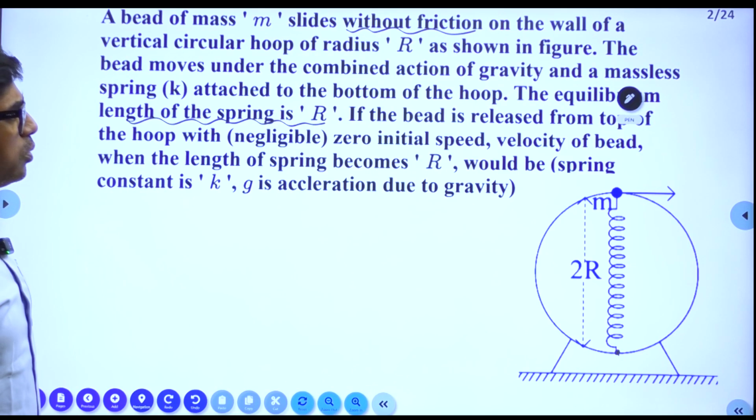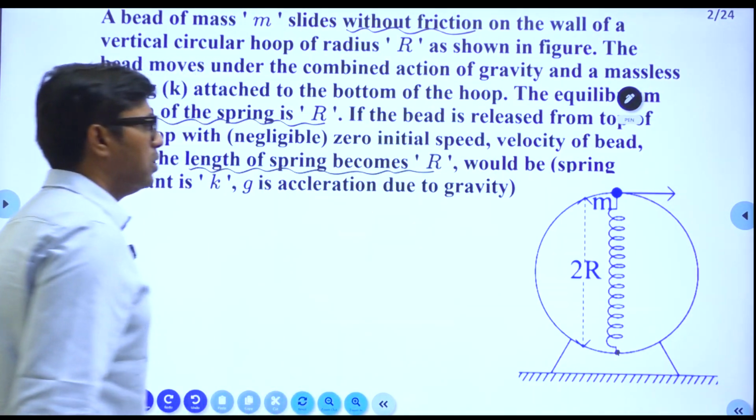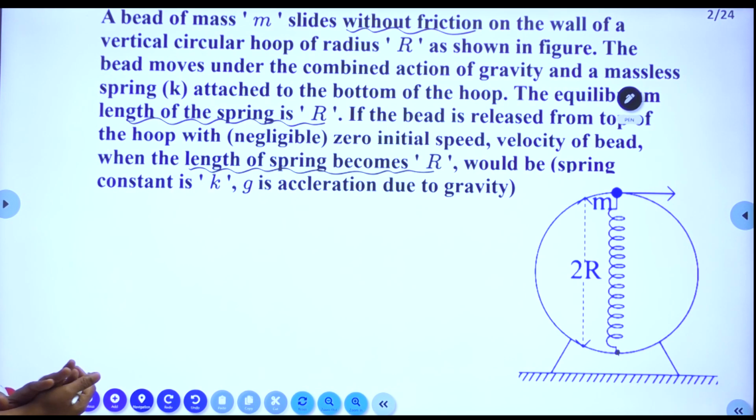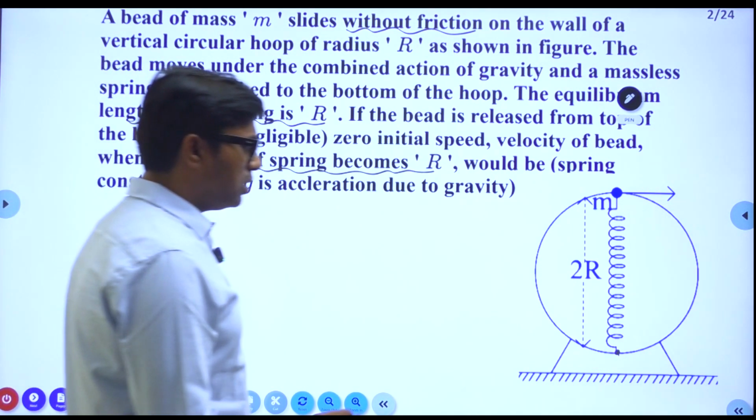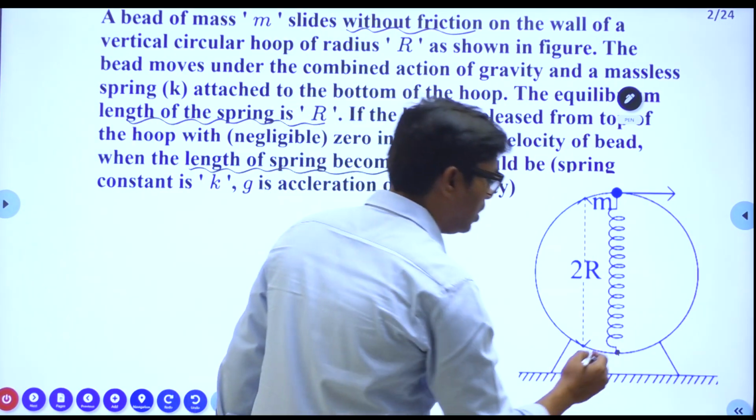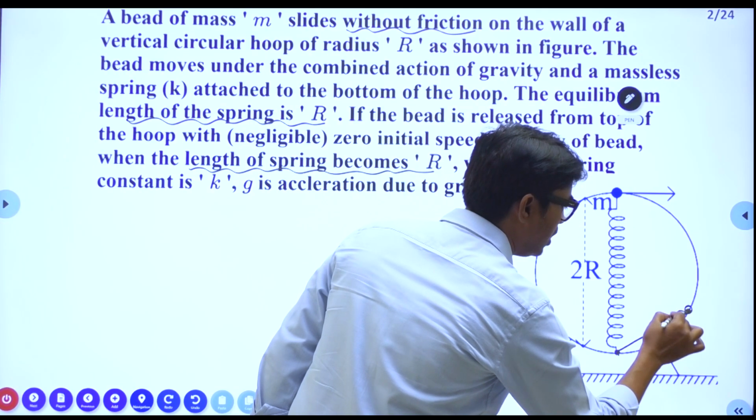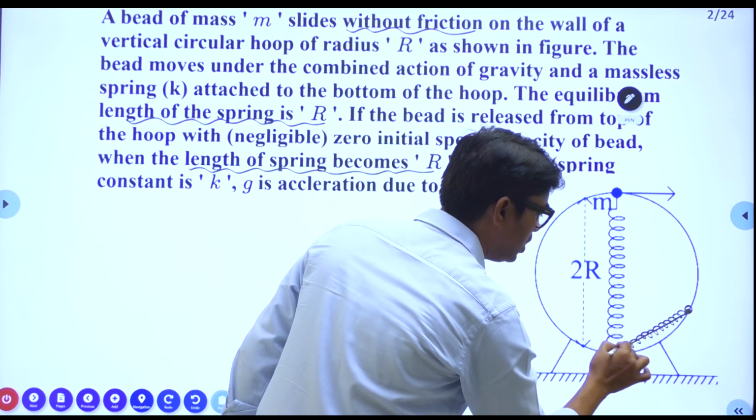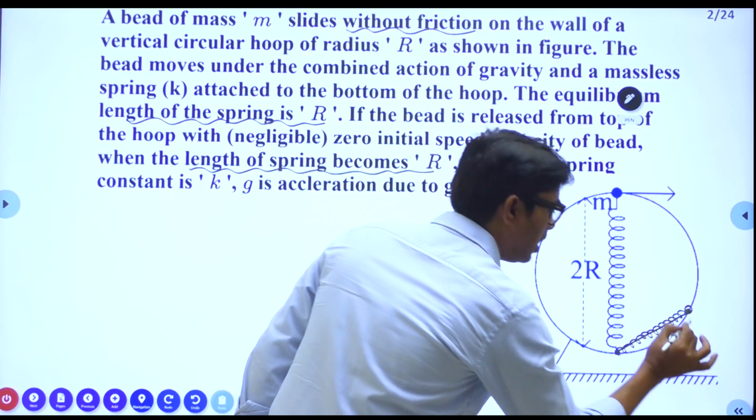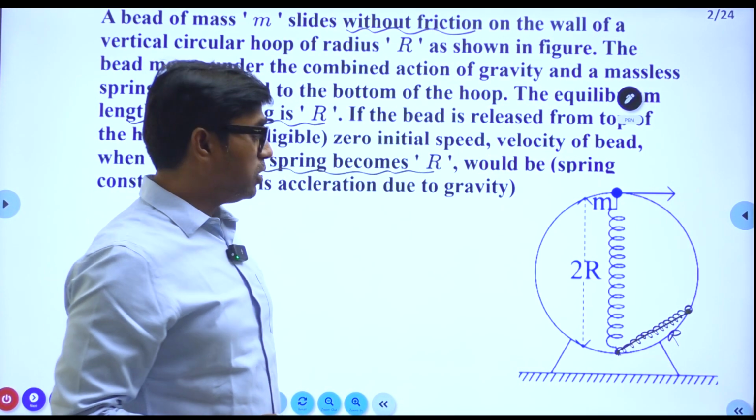If the bead is released from the top of the hoop with zero initial speed, what is the velocity of the bead when the length of the spring becomes R? So the length of the spring has to become R, and this is 2R right now. Elongation is R, natural length is R. And so somewhere here, when the block comes to this orientation, the length of the spring is, let's say, R. Okay. So now I need to find that orientation, that particular position there.